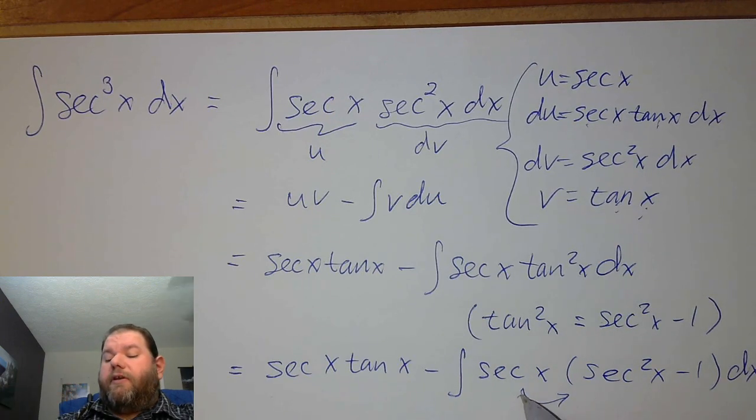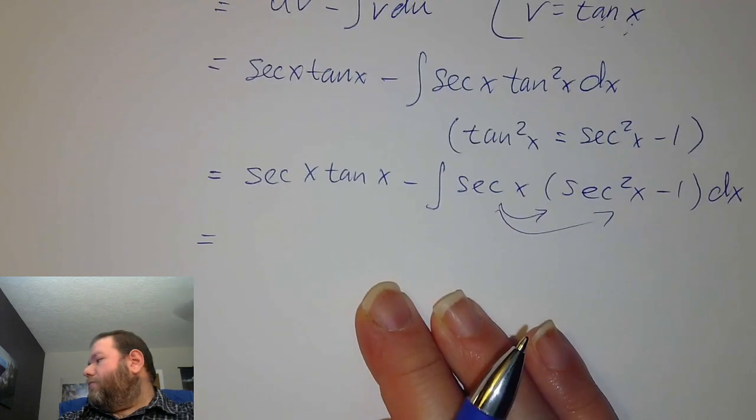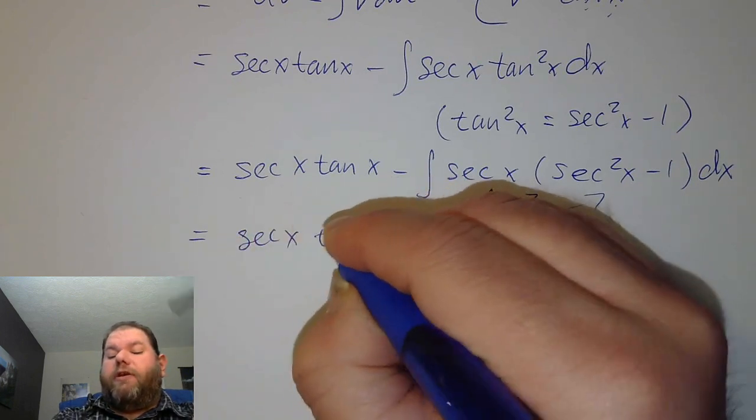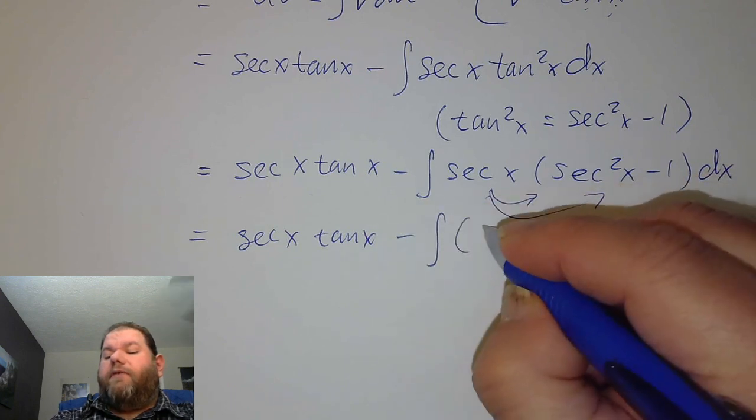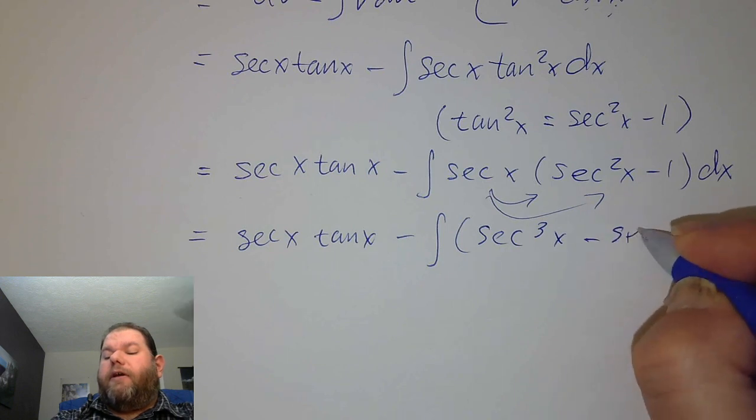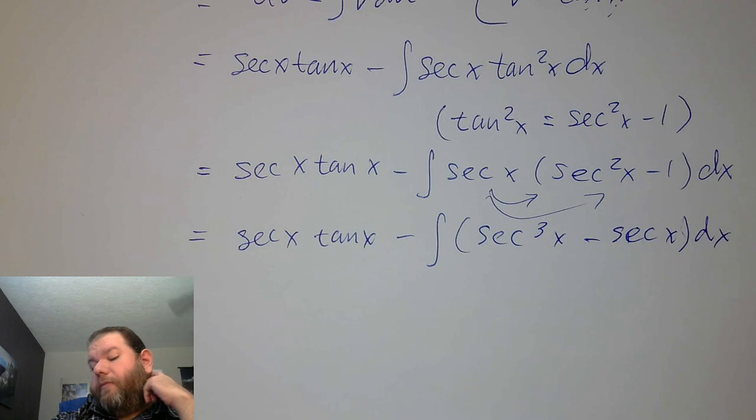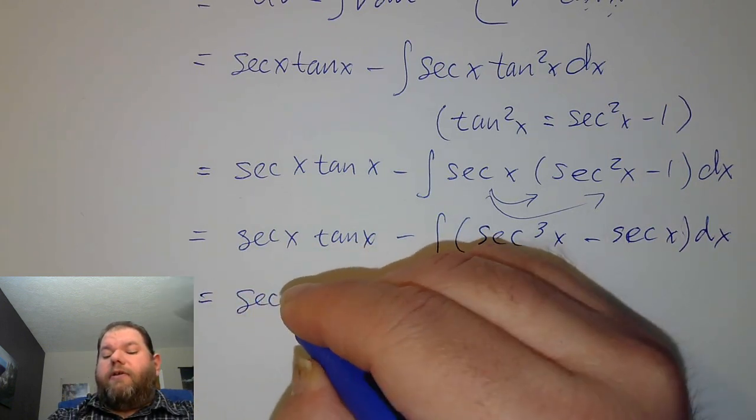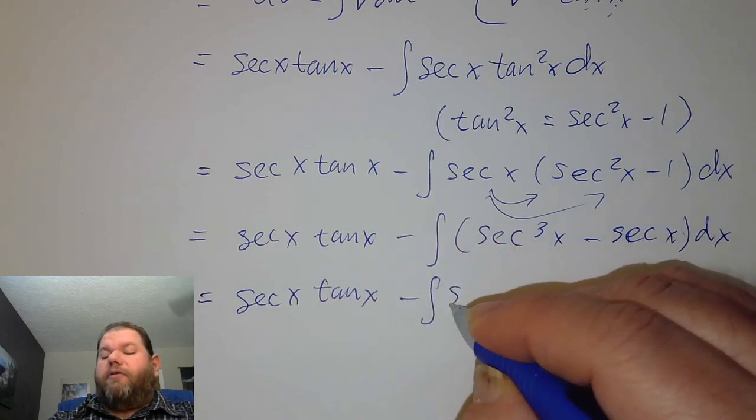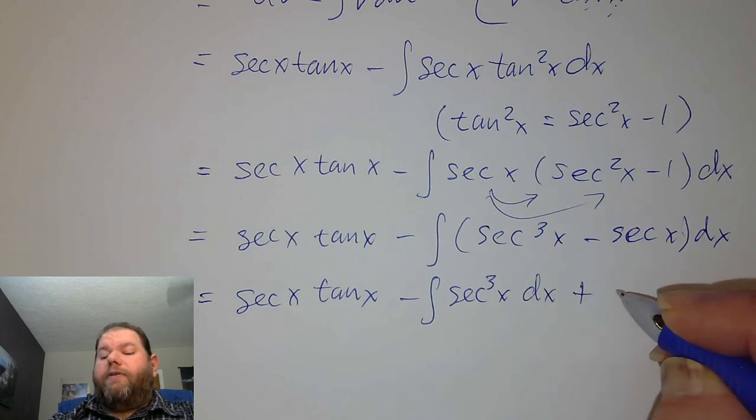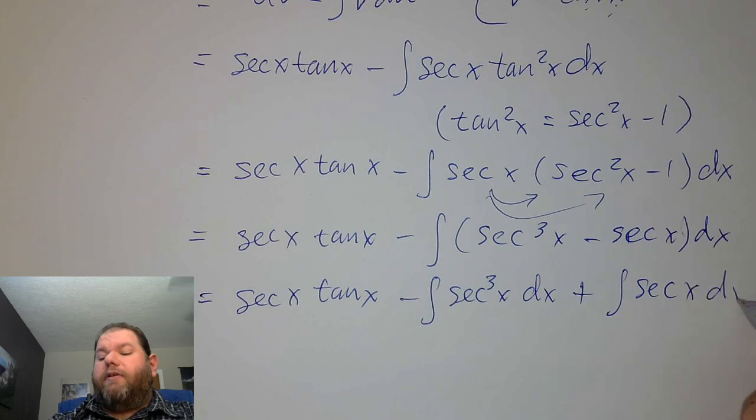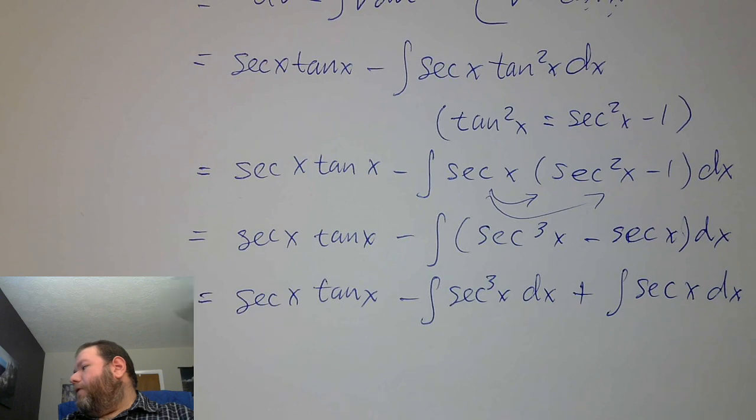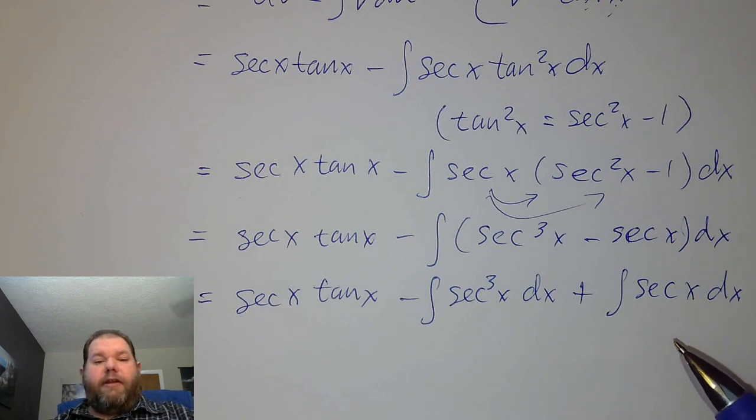We can distribute the secant x here. So we have secant x tangent x minus the integral of secant cubed x minus secant x dx. Now, this subtraction certainly distributes to both parts inside, so we can make it secant x tangent x minus the integral of secant cubed x dx plus the integral of secant x dx. Now, if you don't recall, and it's likely that you may not, which is perfectly fine at this stage, the integral of secant x is actually natural log of secant x plus tangent x.